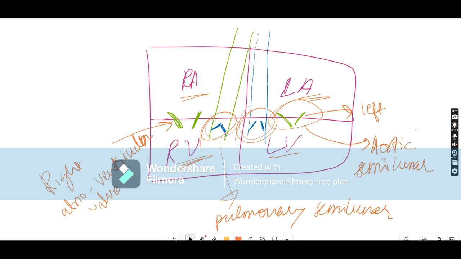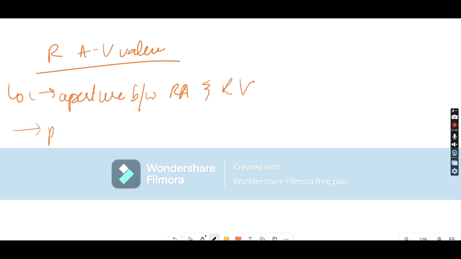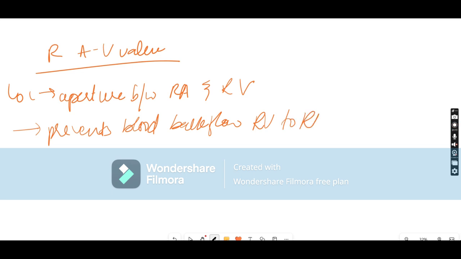Now we have talked about the valves. Let me give you a brief description about them. So we have the right atrioventricular valve. This is placed in the aperture between right atrium and right ventricle. And what is the function of this valve? It prevents the backflow of blood from right ventricle to right atrium.